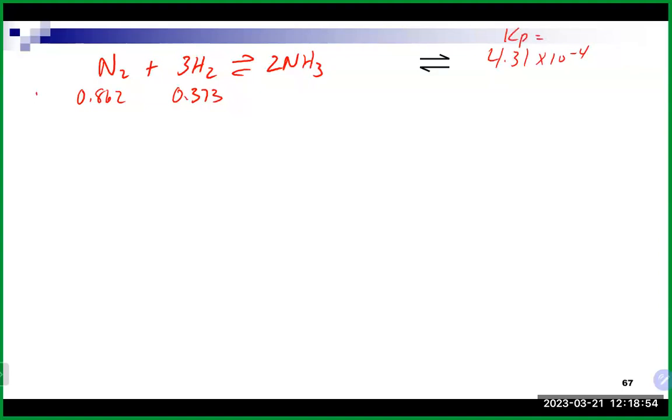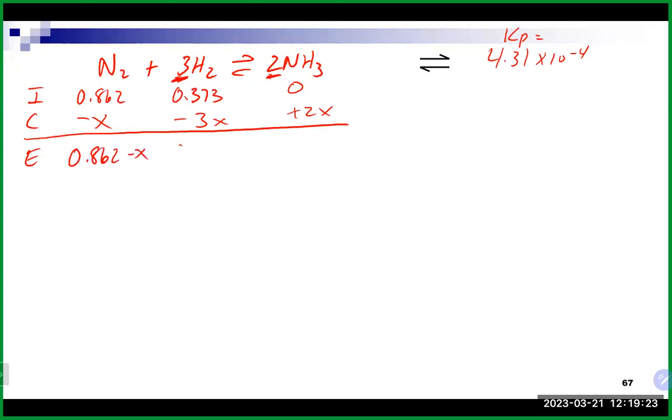All right, so we'll do our ice table. That's our initial pressures in this case, and we'll have 0 here for our NH3. In this case, we can assume that it's going toward the product side since we were not given anything involving our products here. So our change will be minus x, minus 3x, again for the coefficient, and we also got a plus 2x happening there. That's going to give us, when we carry down everybody, 0.862 minus x, 0.373 minus 3x, and 2x in this case. Any questions on that there?